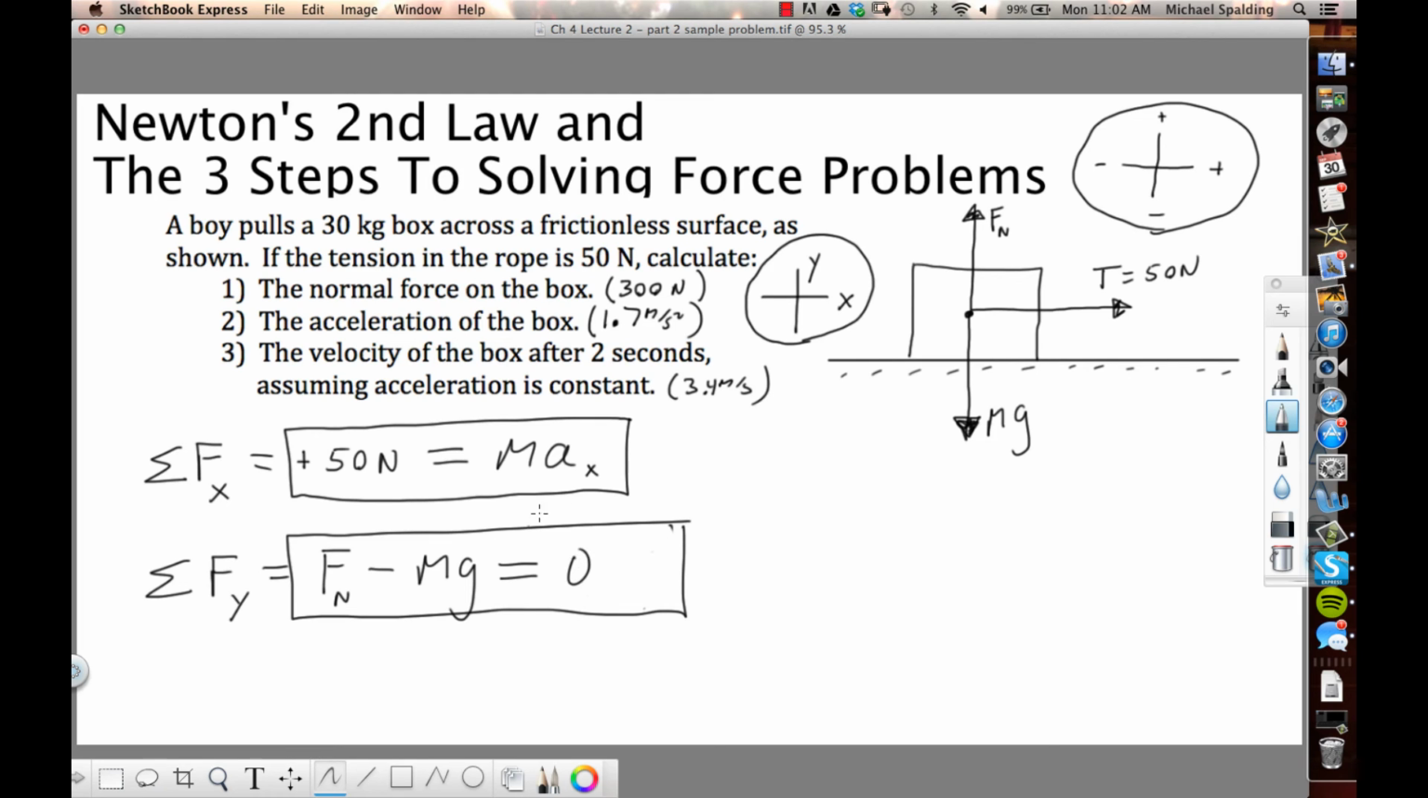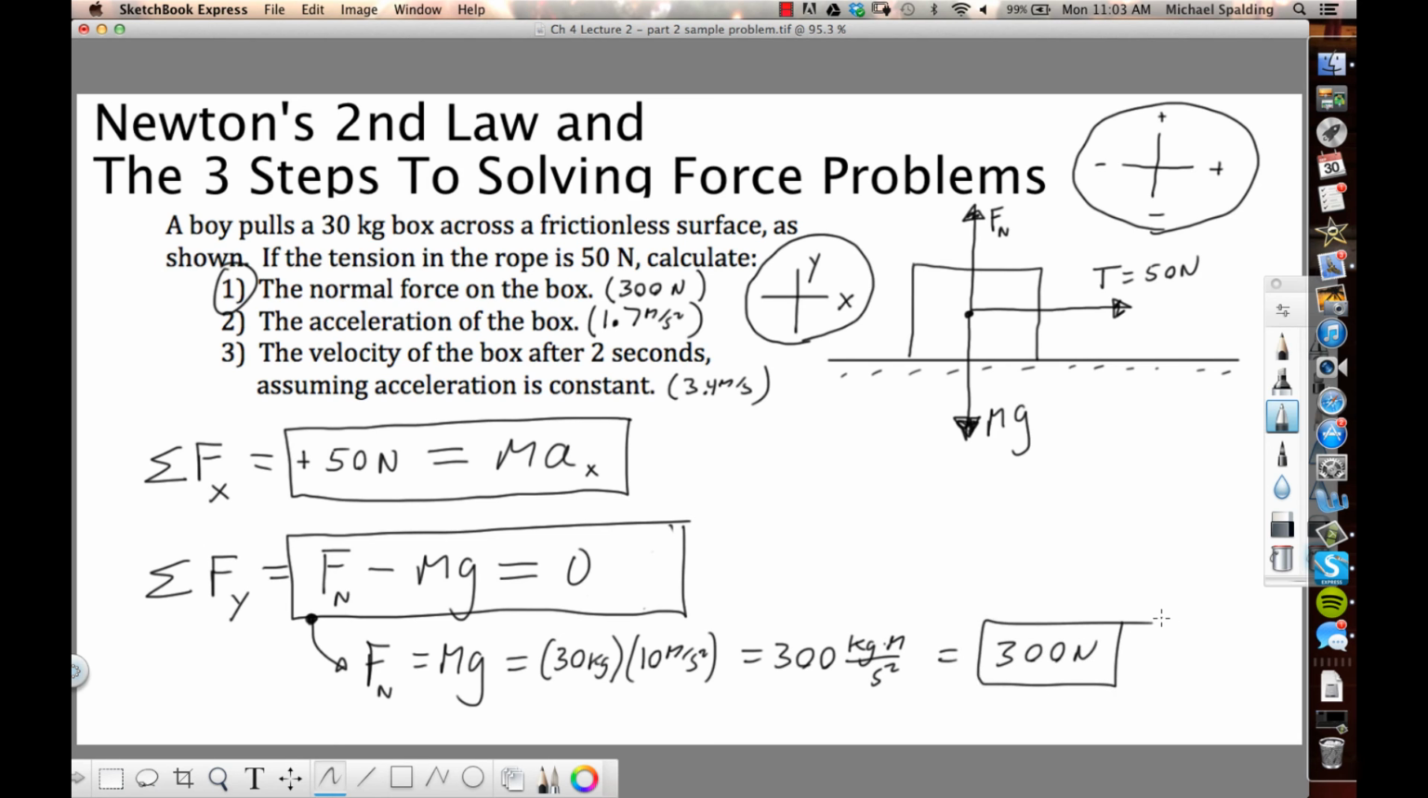All right, so now let's answer the questions. First question, what's the normal force on the box? You take this equation here and solve it for normal force. Fn is going to equal mg. So the mass is 30, gravity I'm going to use as 10, and this comes out as 300 kilogram meter per second squared. What's a kilogram meter per second squared? That's a newton. So the normal force is 300 newtons.